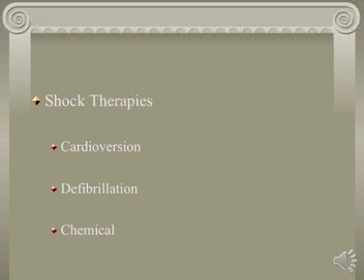Shock therapies are also ways to treat dysrhythmias. Shock therapies include cardioversion, defibrillation, and chemical cardioversion. Cardioversion is elective. It is what we call repolarization under sedation, and it is used to treat SVT, supraventricular tachycardia, rapid atrial fib, atrial flutter, and hemodynamically stable ventricular tachycardia.